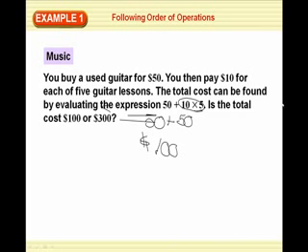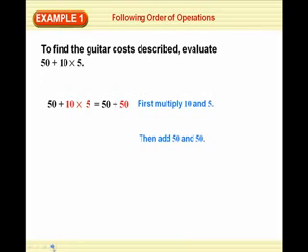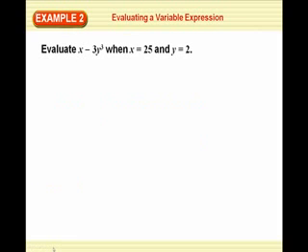So let's see how they answered this. If I can find my mouse. I'm not doing very good here. There we go. Alright, so it says to evaluate that. So we do 10 times 5 first, multiply before you can add. So you end up with 50 plus 50, which is what we had, and then it equals 100. So the answer for example number 1 is $100.